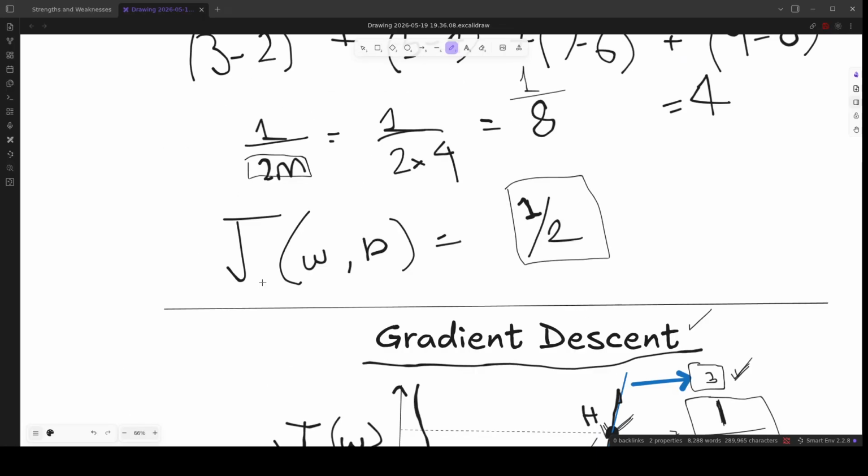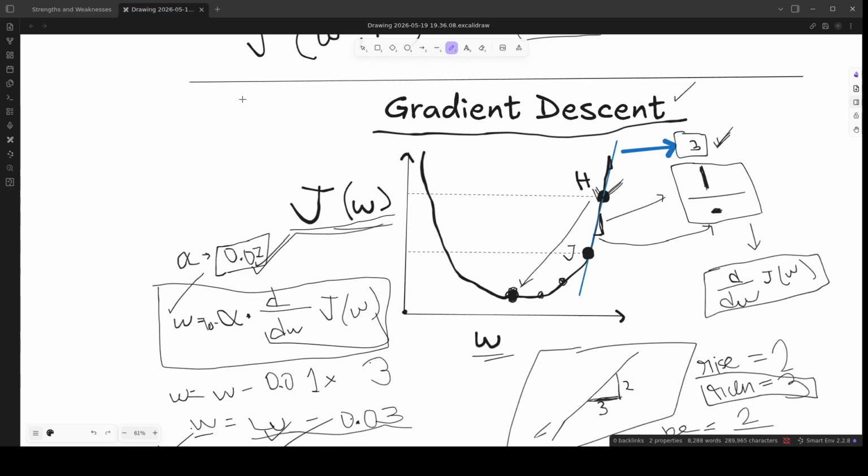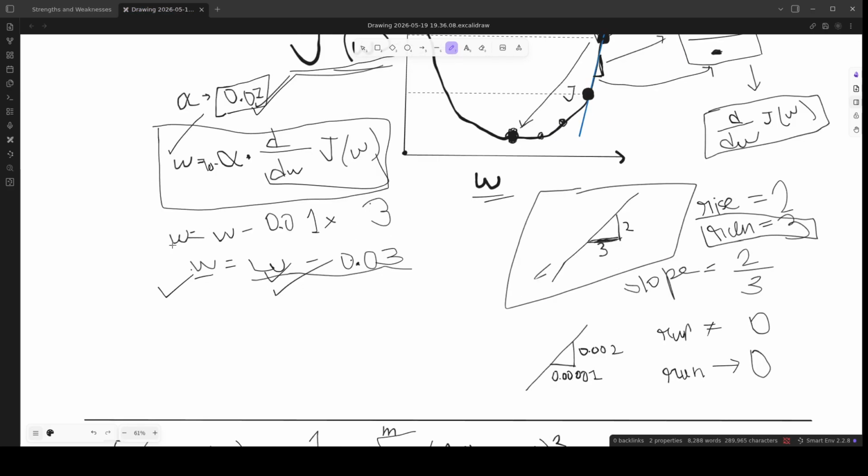That is why I was saying that we divided by 2m. Since we have to find the derivative of the cost function, we divided by 2m, since that makes the calculations neater. Now we will derive the cost function with respect to W and then with respect to B to perform gradient descent. So here in gradient descent, we have seen the example where we only take W as the parameter.